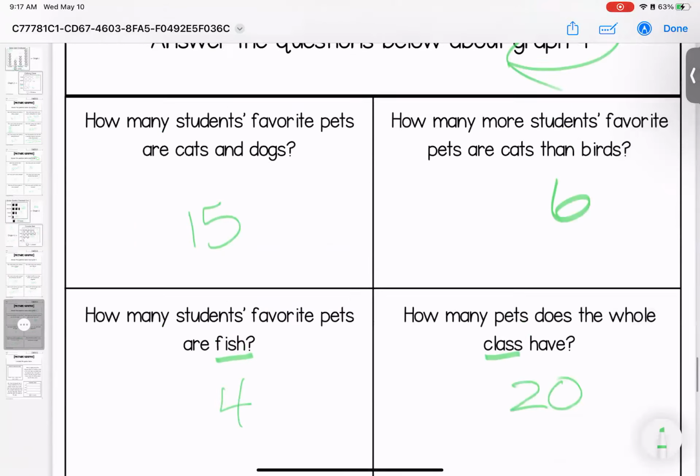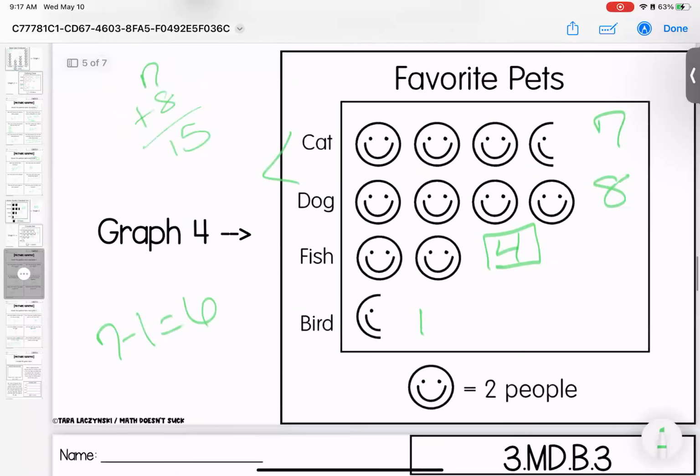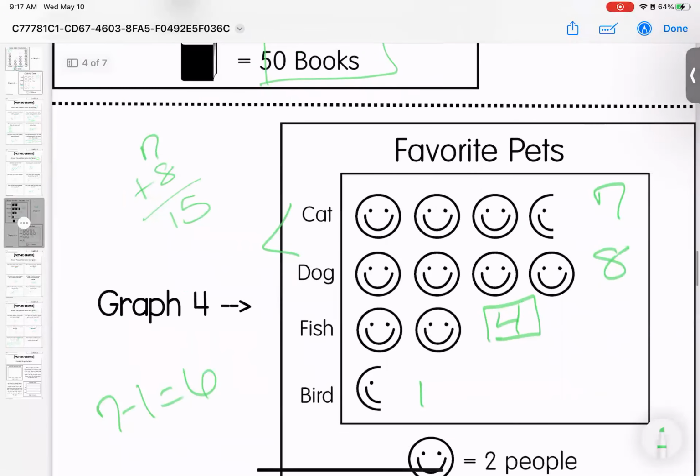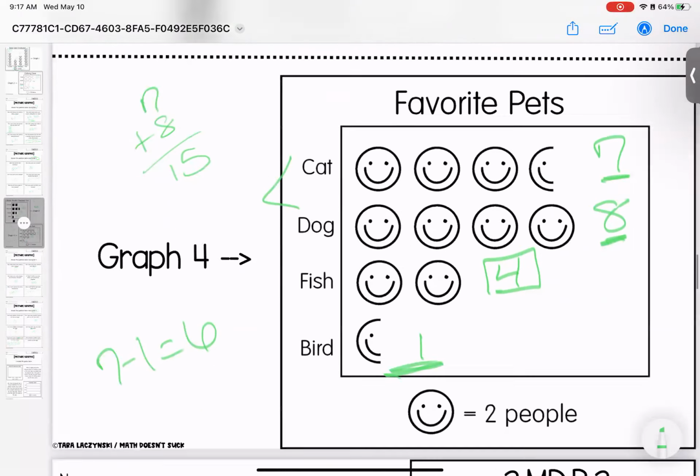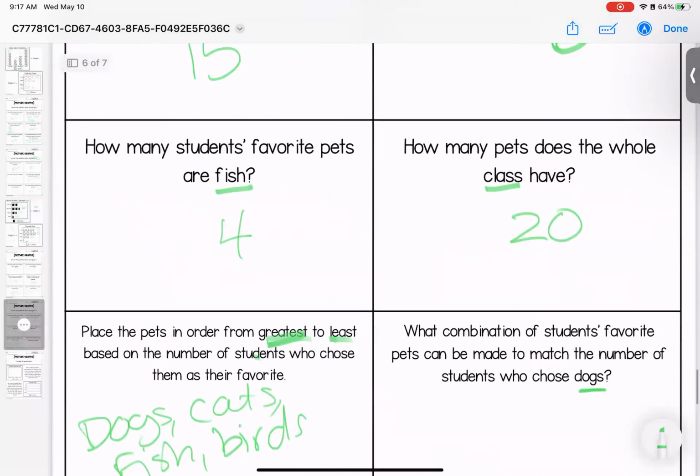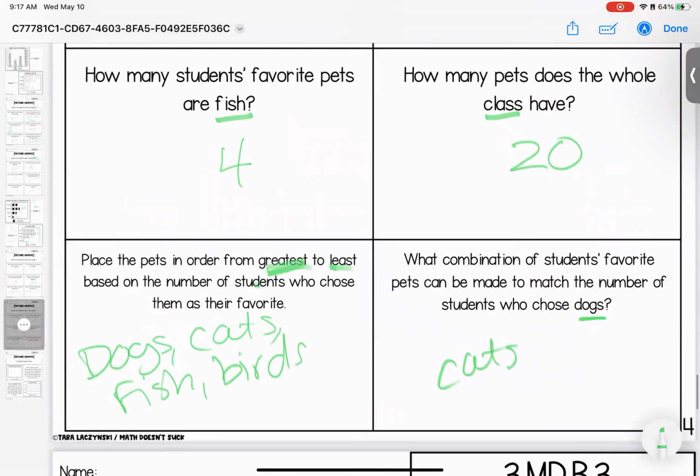What combination of students' favorite pets can be made to match the number for dogs? So we want to make them equivalent. So if we look at dogs up here, dogs was 8. What can we combine that would also be 8? Cats and birds, because 7 plus 1 is 8. So we can combine cats and birds. All right, loves, that's the end of page 4. Any questions, go ahead and bring them with you to class.